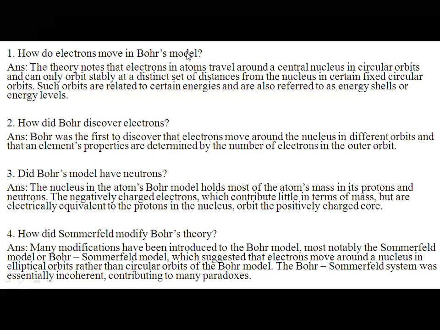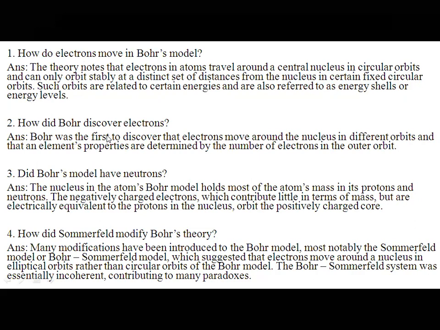How do electrons move in Bohr's model? What he said, the theory notes that electrons in atoms travel around the central nucleus in circular orbits. He said they move in circular orbits and can only orbit stably at distinct sets of distances, that is radius, from the nucleus in fixed circular orbits. Such orbits are related to certain energies and are also referred to as energy shells or energy levels.